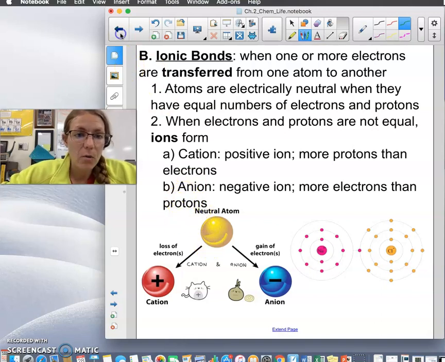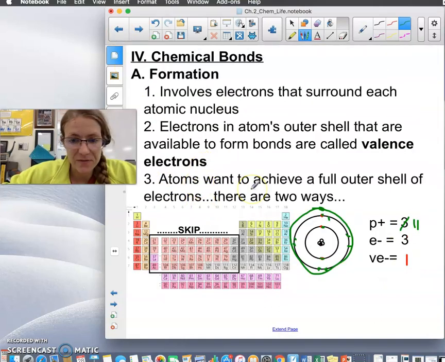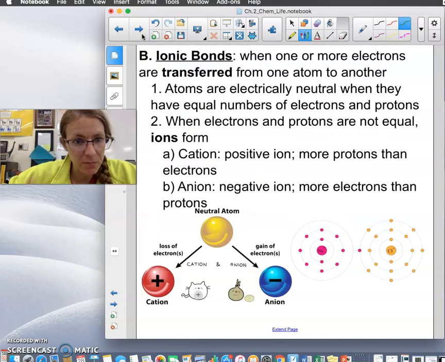So there are 1 of 2 ways for atoms to achieve this outer full shell of electrons. They can either give 1 up or transfer, and we call those ionic bonds. So when 1 or more electrons are transferred from one atom to the other, call it an ionic bond. Atoms are electrically neutral when they have equal number of electrons and protons, but sometimes we do encounter an atom where the number of electrons and protons are unequal. And if they're unequal, now you have a charge. So an ion, by definition, is an atom that has a charge.